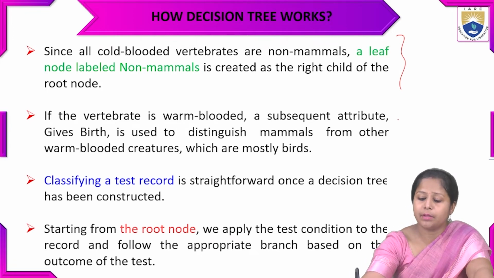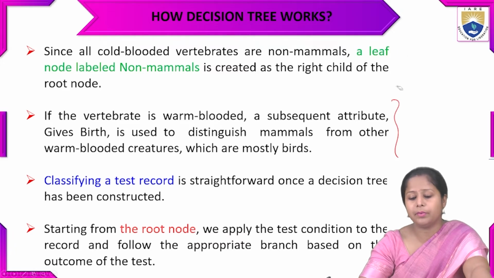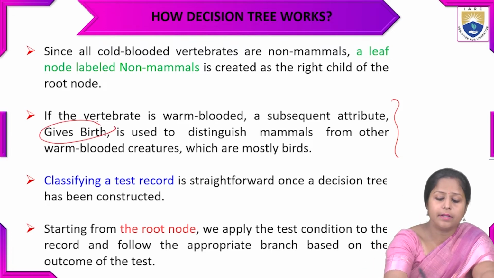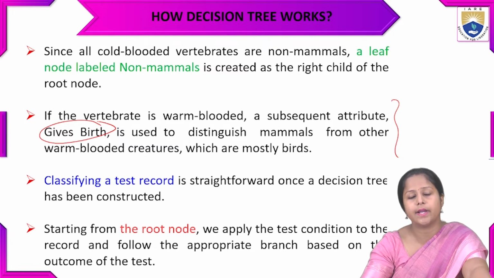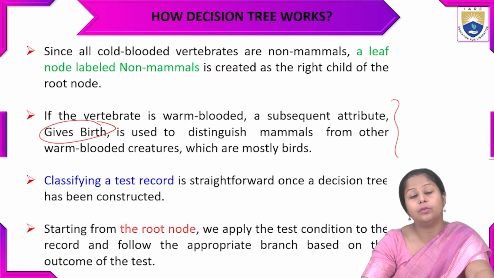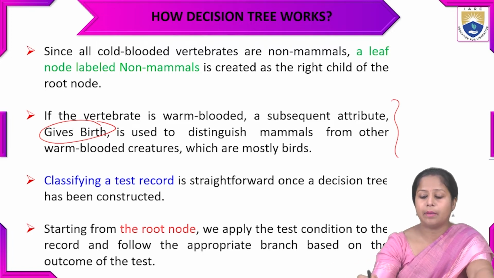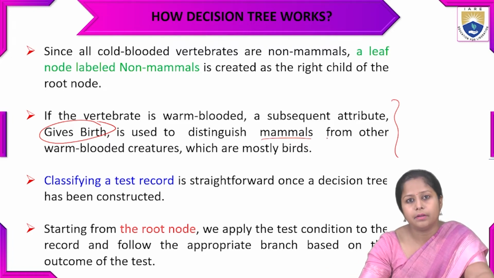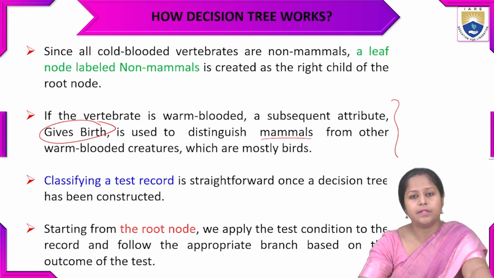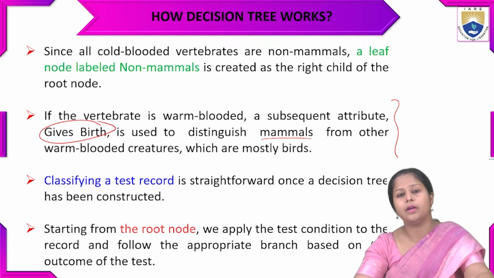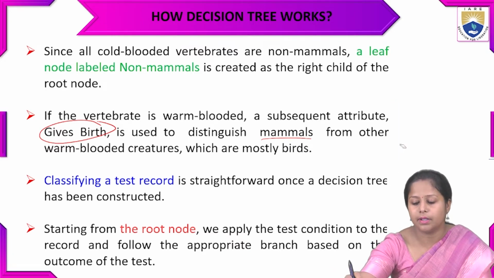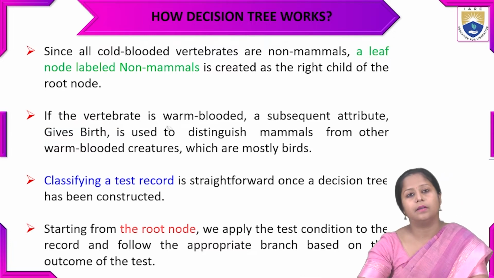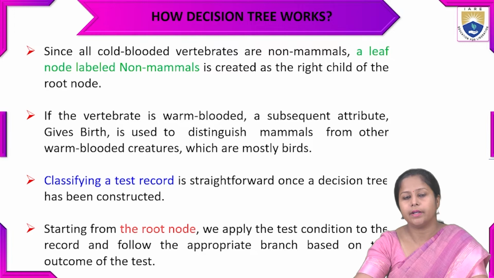If the vertebrate is warm-blooded, a subsequent attribute, gives birth, is the internal node for that. That was the sub node on the left-hand side. That will be used to distinguish the mammals from the warm-blooded vertebrates, which mostly give birth, versus those that do not give birth to new species. Like that, the other class levels will be divided.